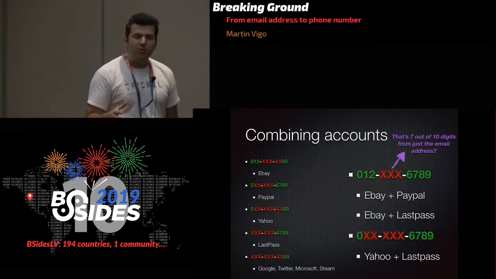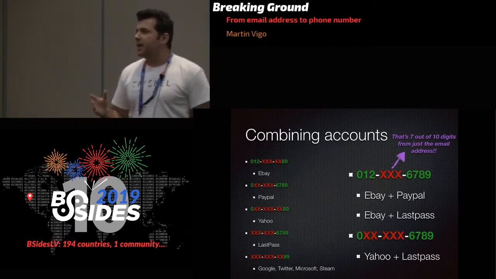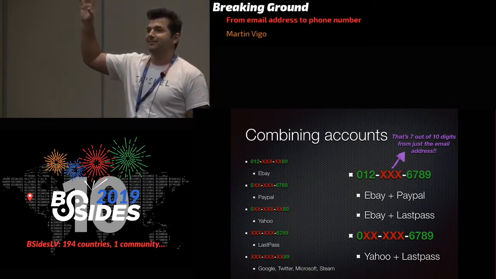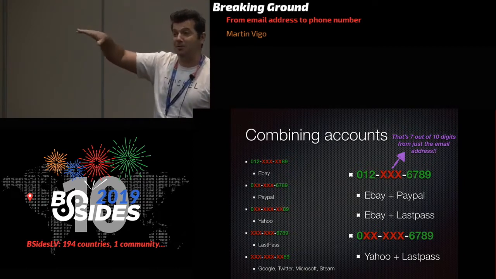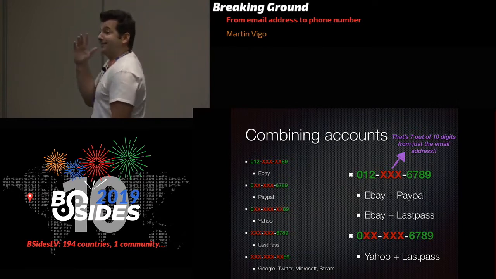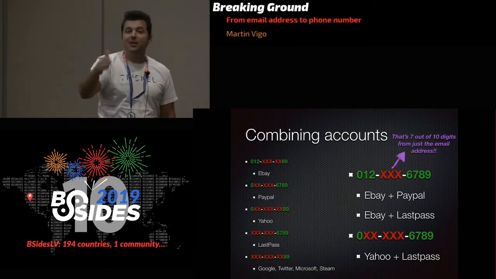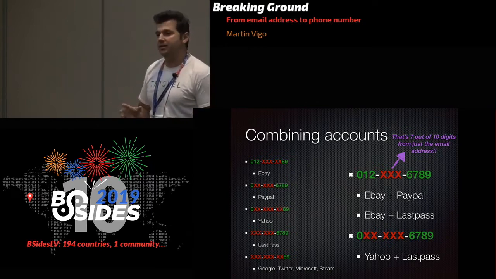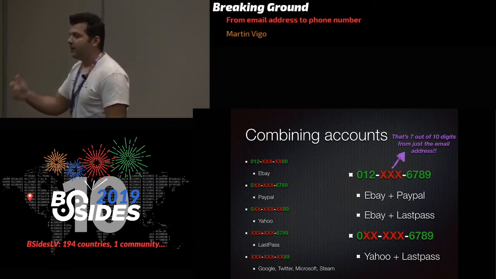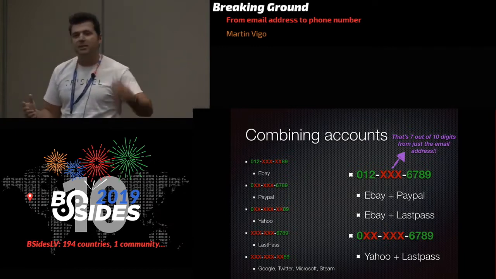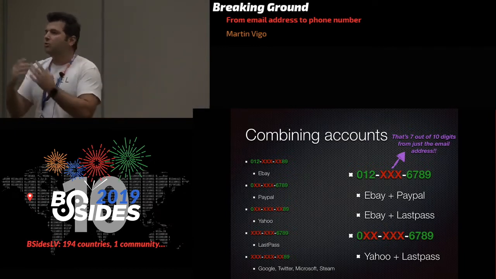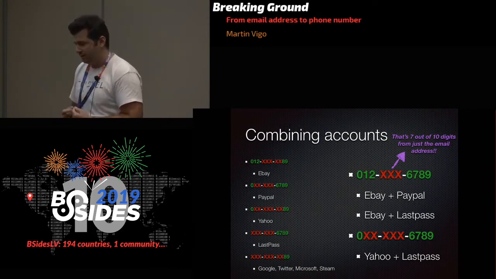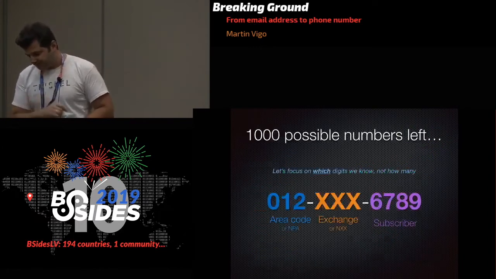But the true power here comes from the combination, right? If, for example, who here has an eBay and a PayPal account? That's quite a lot of people, and the others are probably lying. So with an email address, if I go reset your password in those 2, I will get 7 out of 10 digits of your phone number. For eBay and LastPass it's the same case. Yahoo and LastPass is the first 1 and the last 4. So you get the thing, right? If we start to combine accounts, we get even more digits just from your email address.